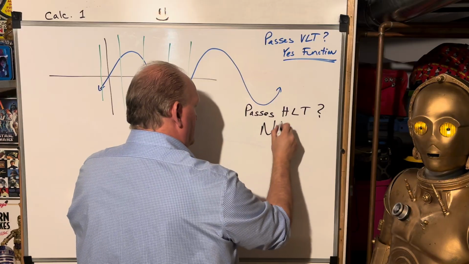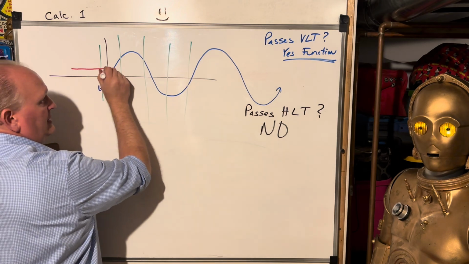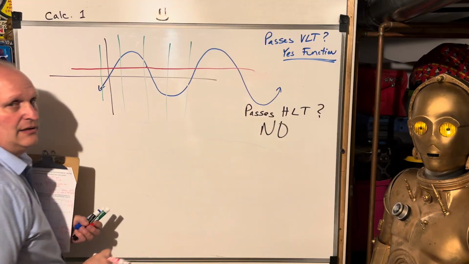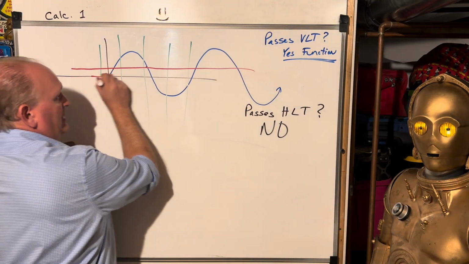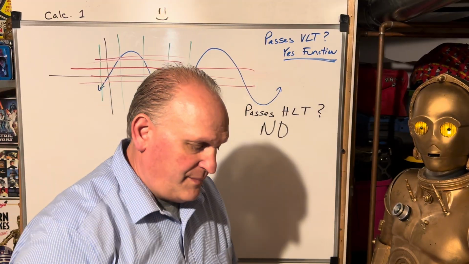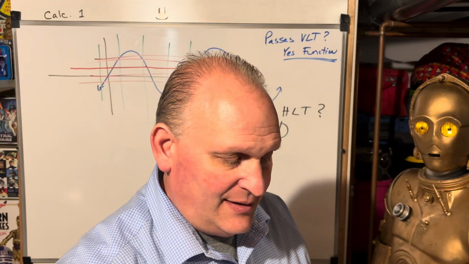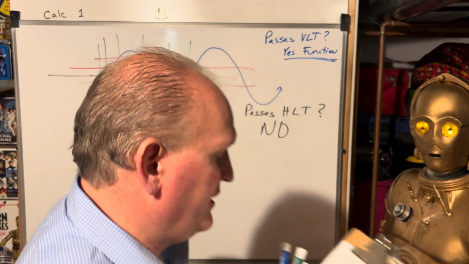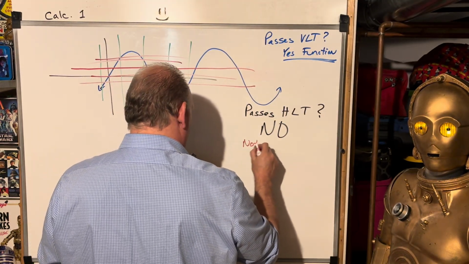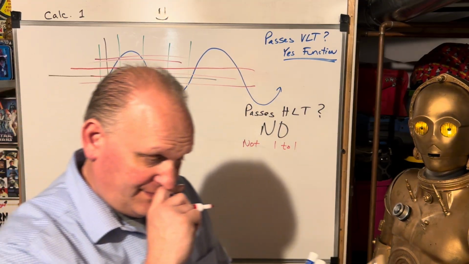And the answer is no. Nope, it fails. If I draw a horizontal line, it's going to hit it in more than one spot again and again. And it only has to fail in one spot, but it fails again and again. Right? So the only spot that it would not fail is at the max and min, and it doesn't matter. It just takes one failure and the whole thing is out. So does it pass the horizontal line test? No, it's not 1-to-1, which means it doesn't have an inverse.